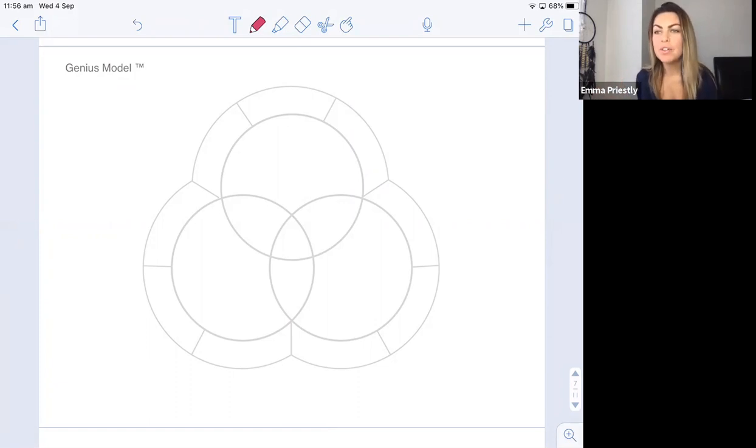Now, you're probably looking at the download, seeing this blank template and wondering, what does this mean? So the concept is that you watch this short video today and allow me to unpack for you what is required when it comes to unpacking your genius.